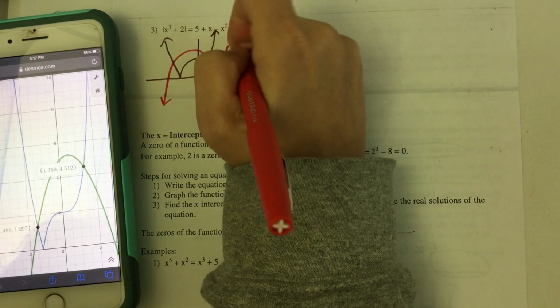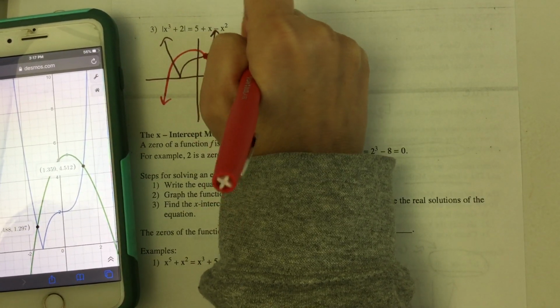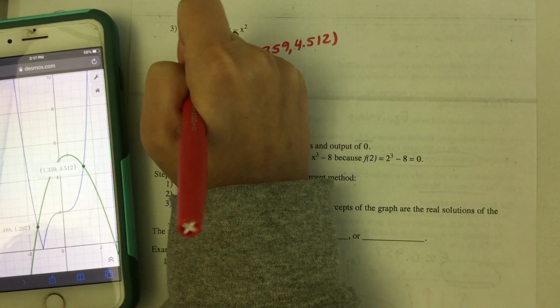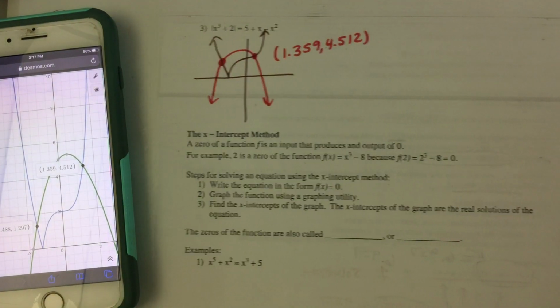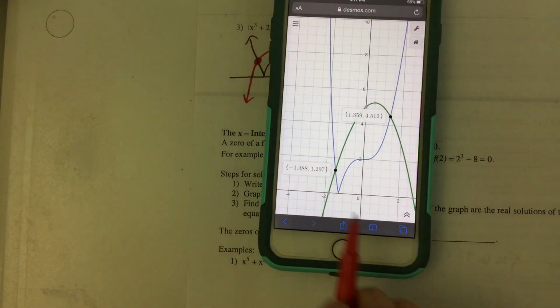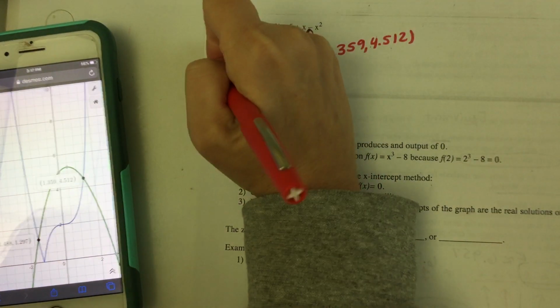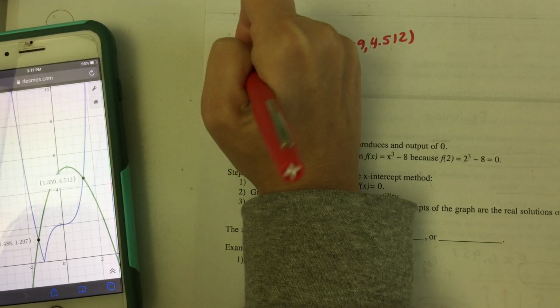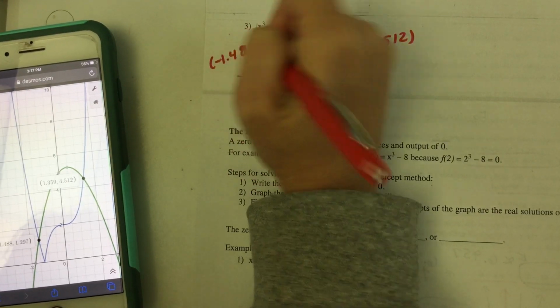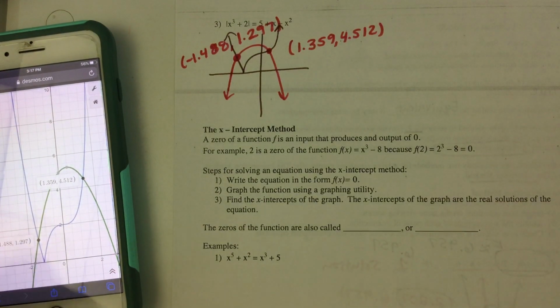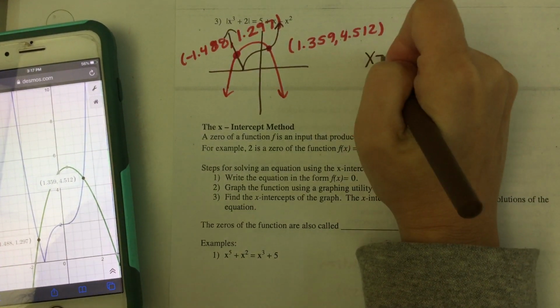This ordered pair, I have 1.359 and 4.512. The two graphs intersect there. In order to get the ordered pair on Desmos, remember you just tap that point. This ordered pair is negative 1.488 and 1.297. So your actual solutions are the x values.